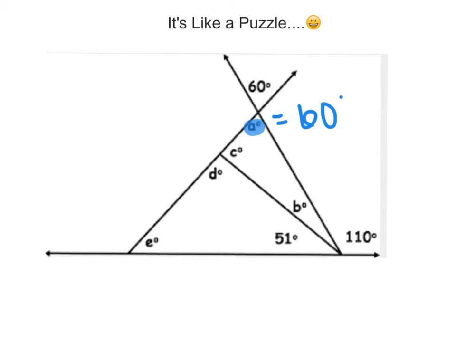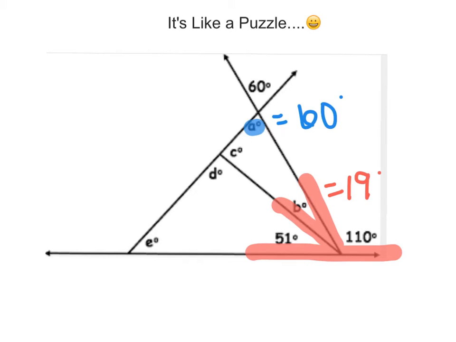Now, if I look down here, I can see that I have three angles here that add up to be 180. I'm missing this piece right here, but I know that the other two are 110 and 51, which is 161. So in order to add up to be 180, I know that angle B has to be 19 degrees.